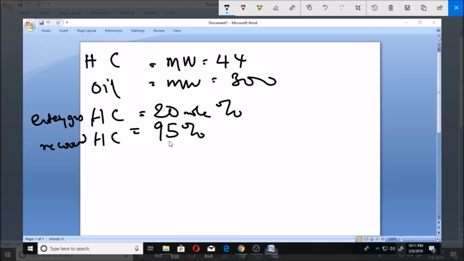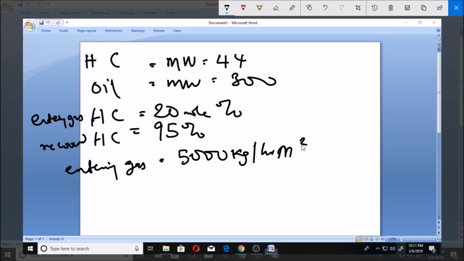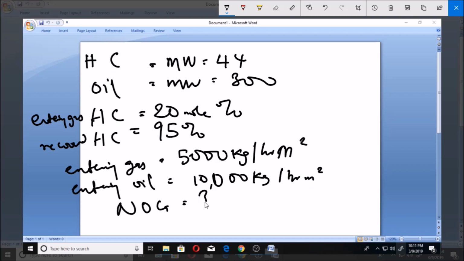The gas stream enters the column at 5,000 kg per hour meter squared, and hydrocarbon free oil enters the top at 10,000 kg per hour meter squared. Determine the number of transfer units.